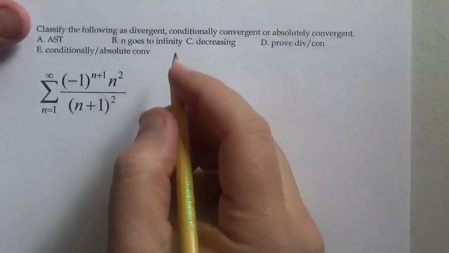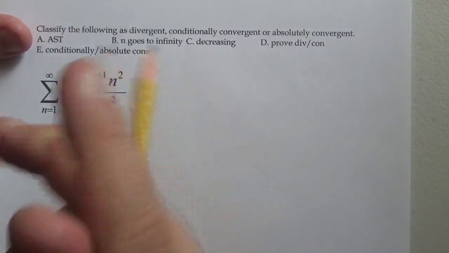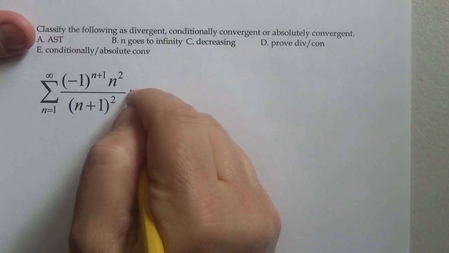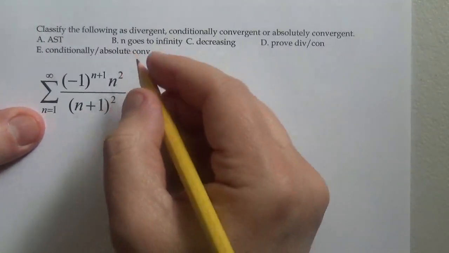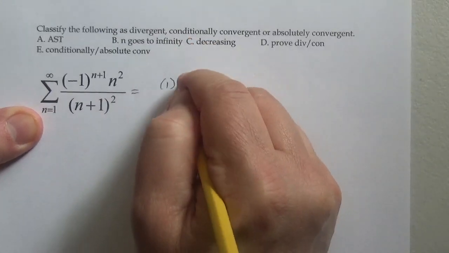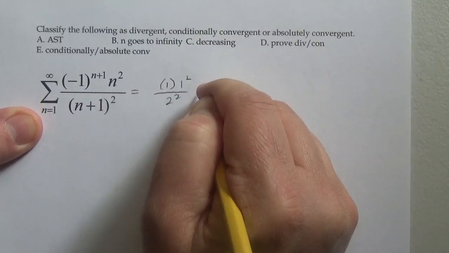All right, so this problem here looks alternating, right? I got the negative 1 to the n plus 1. I got n squared and n plus 1. Let's just plug in some values here. If I plug in 1, I get positive 1. I get 1 squared over 2 squared.